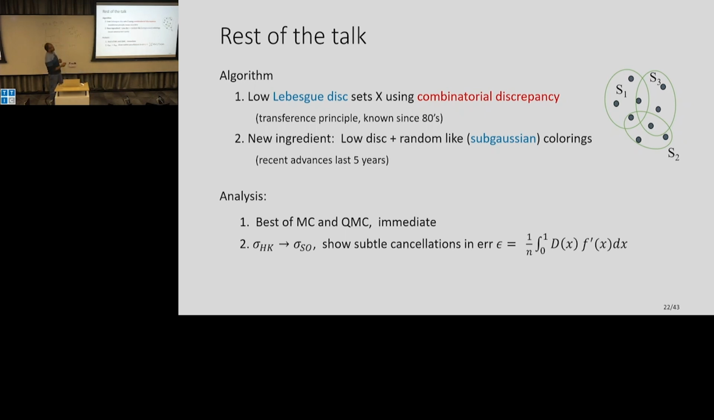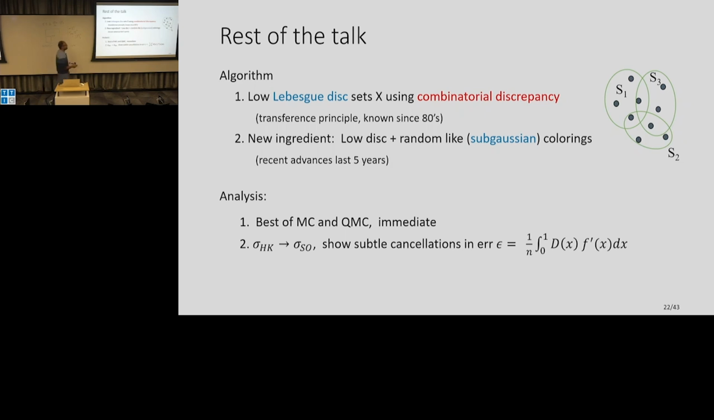And this connection has been known since the 1980s. It's called the invariance principle. But it wasn't clear why this is useful. It gives you a nice conceptual way to see why these low discrepancy point sets exist, but it doesn't seem to help in practice. So our main idea will be to use some new ingredients that have been discovered over the last 5 years in this area of algorithmic combinatorial discrepancy. And using that together with this transference principle, we can get these new point sets with these good properties.